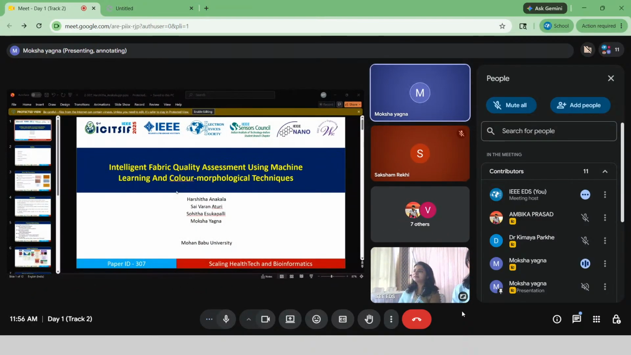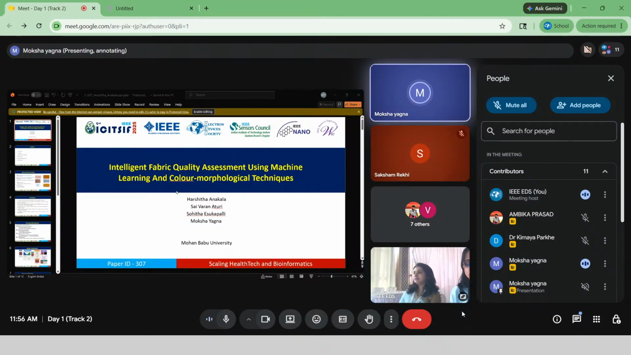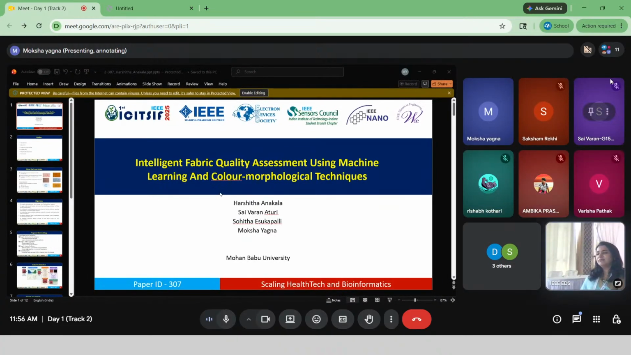Good morning, everyone. Myself, Moksha. I'm from Tirupati, Mohan Babu University, and our paper is about intelligent fabric quality assessment using machine learning and color morphological techniques. Basically, the aim of this paper is that in any fabric industries, there will be many fabrics which are being built. For that, there may be issues, like there may be holes.